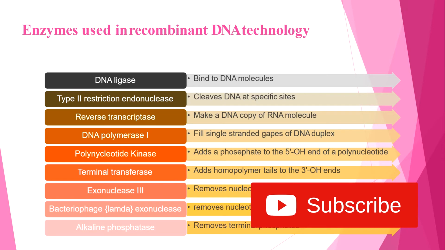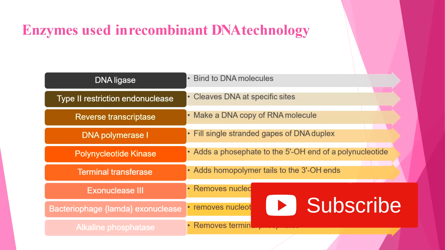And another one is polynucleotide kinase, which will add the phosphate group to the 5' OH end of a polynucleotide. And another one is terminal transferase, which adds homopolymer tails to the 3' OH ends.